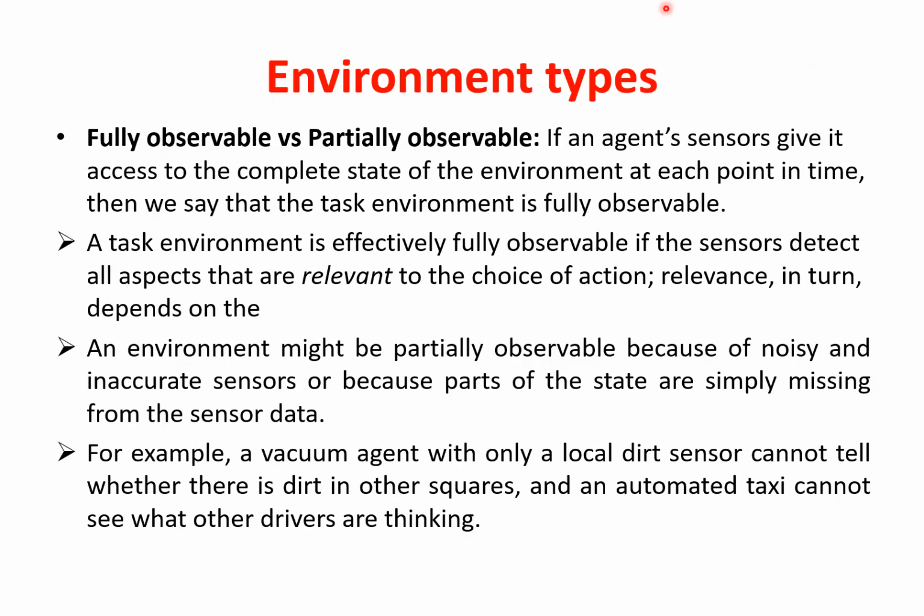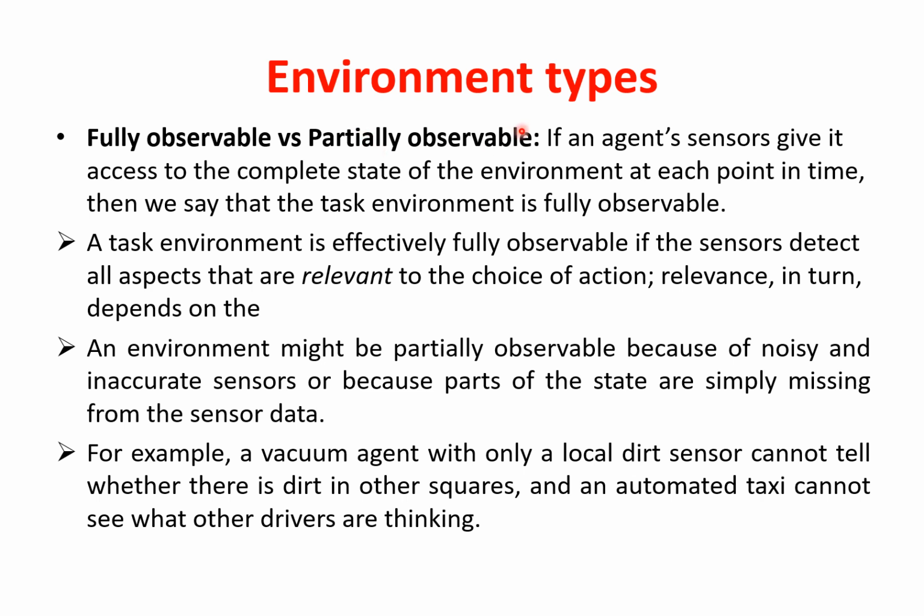There are different types of environments available. Let us see one by one. Fully observable environment and partially observable environment. Fully observable environments: agents have complete access to the state of the environment at all times. In these, sensors detect all relevant aspects needed for decision making.